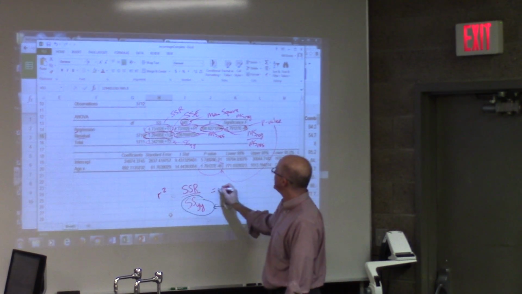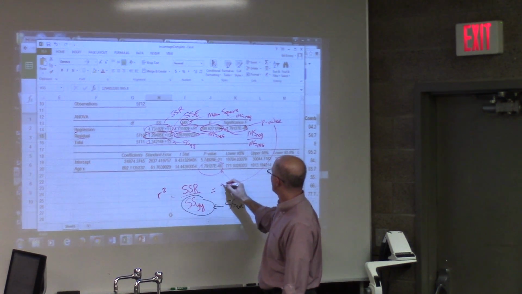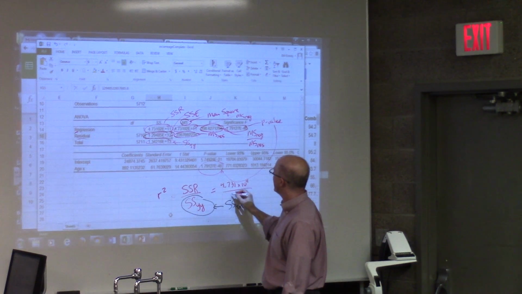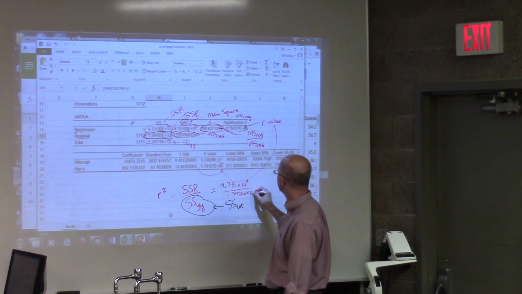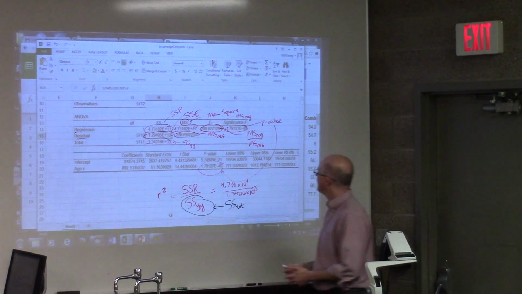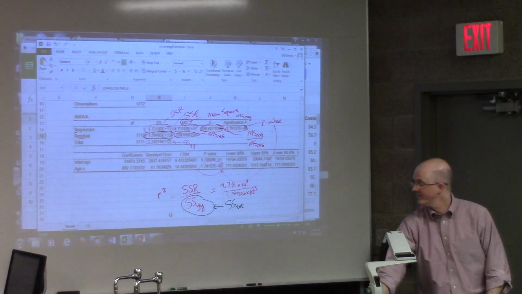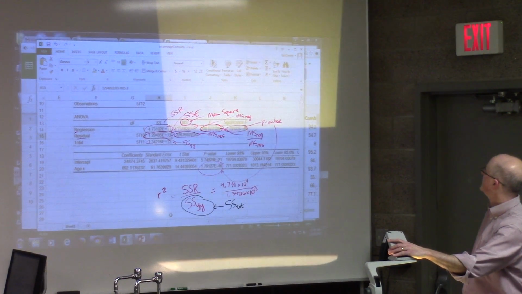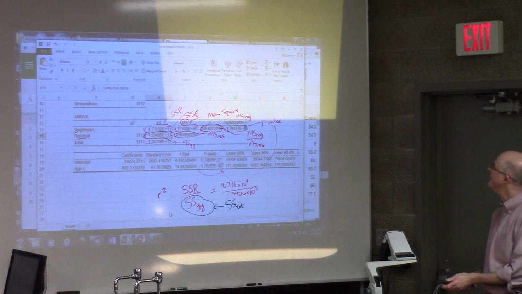You calculate that ratio, in this case, 4.731 times 10 to the 11th, divided by 1.34216 times 10 to the 13th. That will give you r squared, the square of the correlation, the coefficient of determination.